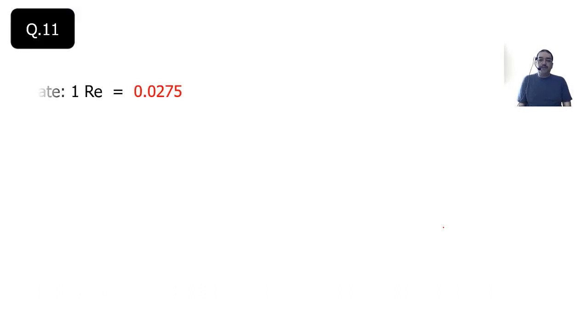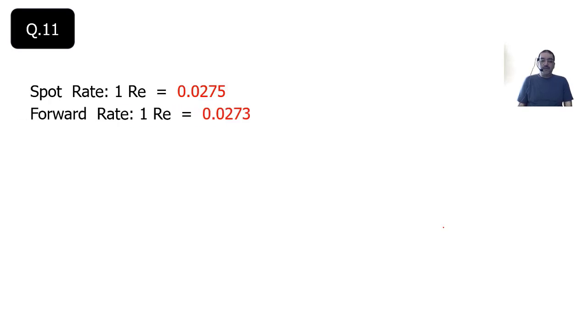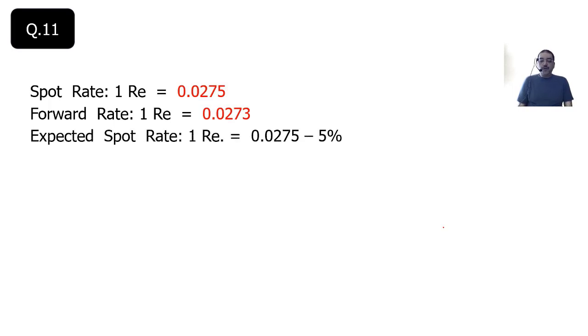First, I write spot rate. 1 rupee is equal to 0.0275. Then I write forward rate. 1 rupee is equal to 0.0273. Then I calculate expected spot rate. 0.0275 minus 5%.